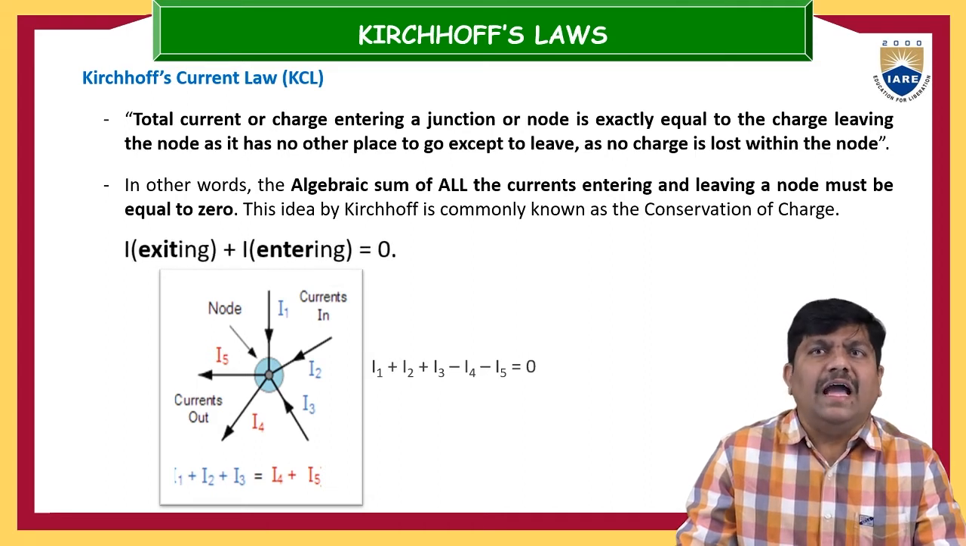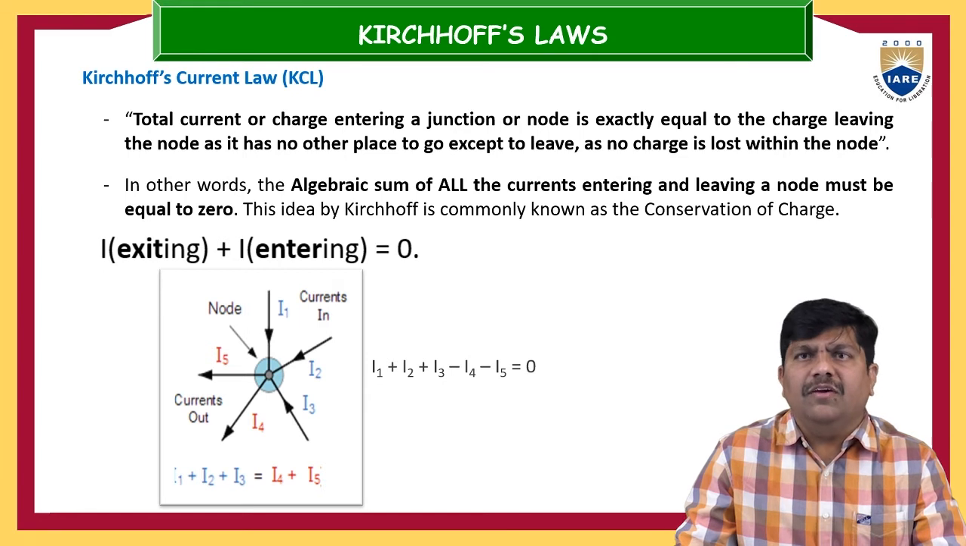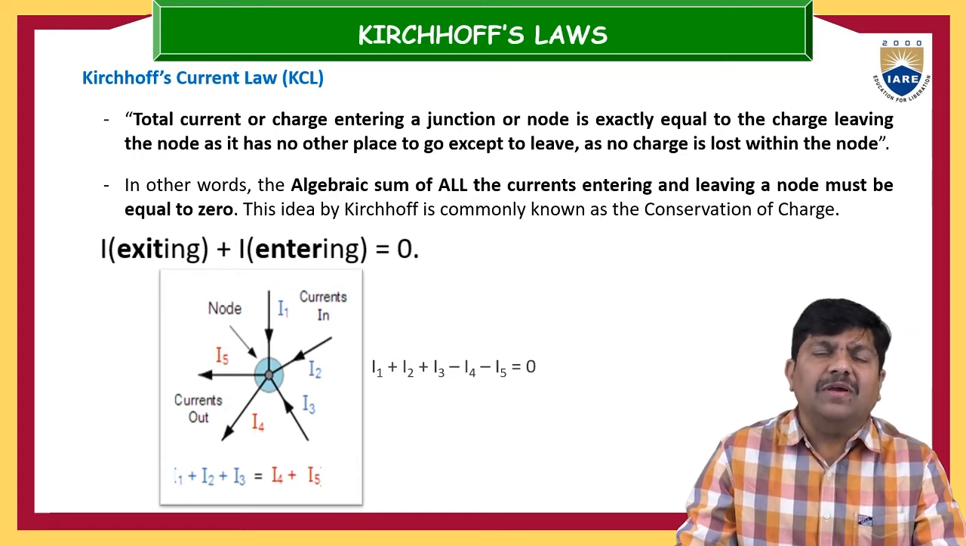So, this is nothing but I exiting plus I entering. I exiting means the current which is leaving that node. I entering means whatever current is entering that particular node; the algebraic sum is 0. So, we have given a simple geometry of a node with different branches, and here we have taken 5 branches. In these 5 branches, the current carried by the first branch is I1, the second branch is I2, the third branch is I3, and the fourth branch is I4. Similarly, the current carried by the fifth branch is I5.